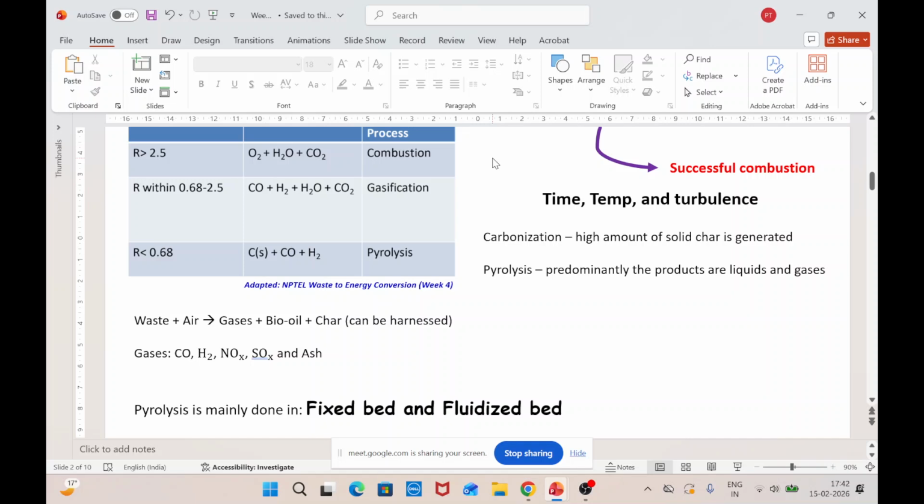So this is about pyrolysis. Here we end the concept of combustion, gasification and pyrolysis. If you have anything related to all these three processes that we have discussed so far, then please let me know, or else we can move to the next topic called densification of solids, the production of briquettes and pellets.